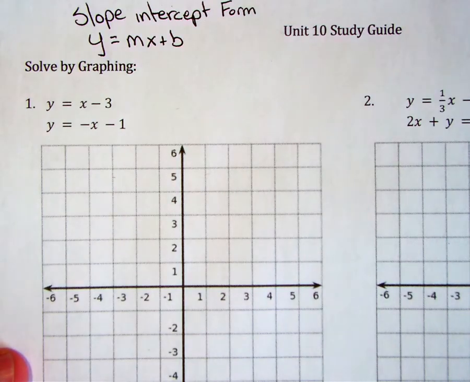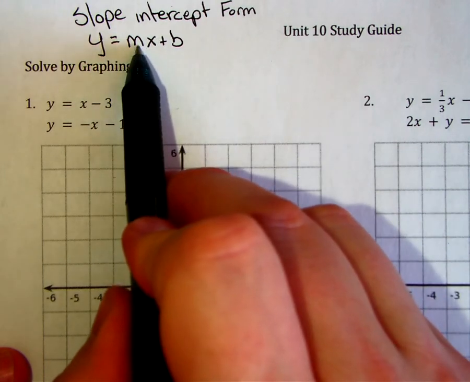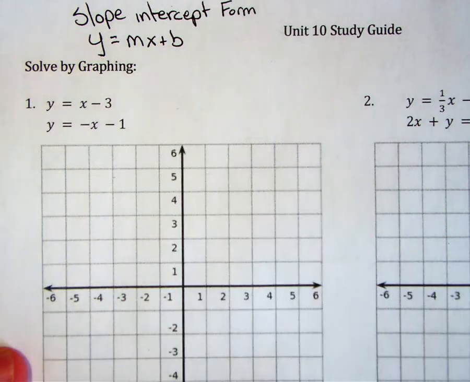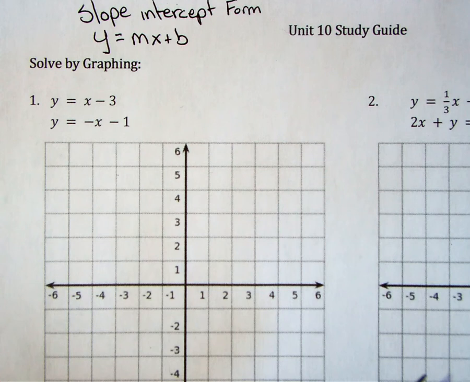Now, the nice thing about slope-intercept form is we know what our slope is, that's the m value, and we know what our y-intercept is, that's the b value. Anytime we have the equation written in this form, we can graph very quickly.